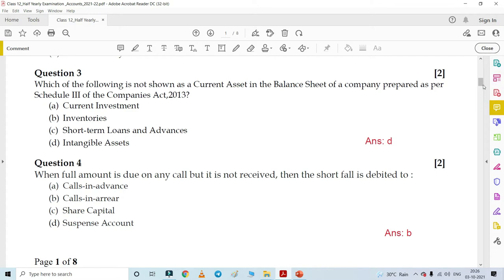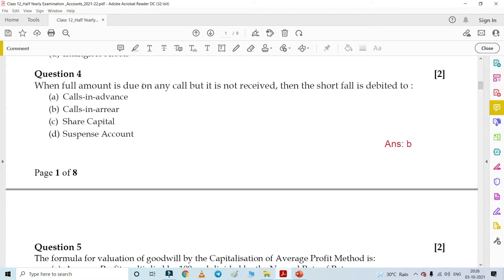Now come to question 4. Question 4 says, when the full amount is due on any call but it is not received, then the shortfall is debited to which account? We know that calls in advance is just for the money which is given by the shareholders prior to the date of call, and the money which is arrear, which is not received, comes under calls in arrear. Share capital and suspense account, these two are also wrong options. So the correct option is calls in arrear. Arrear means which is yet to be received, and the amount which is not received and the shortfall must be there in the calls in arrear account.